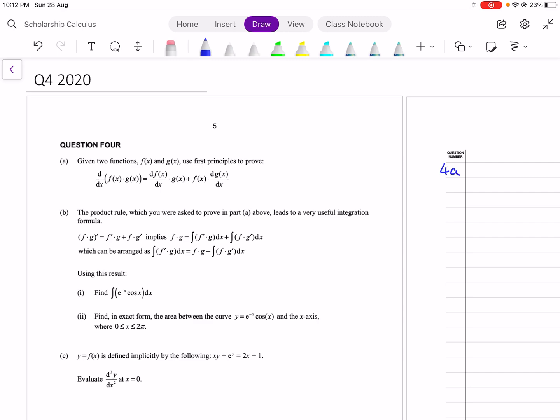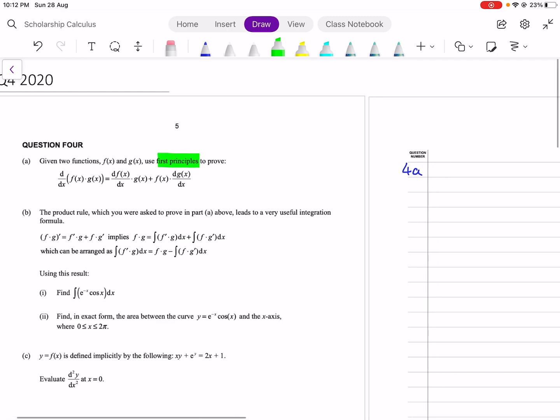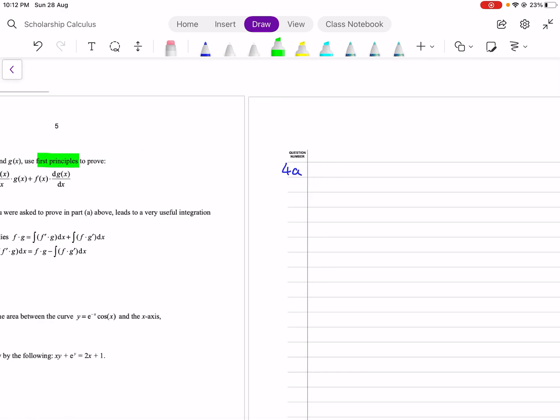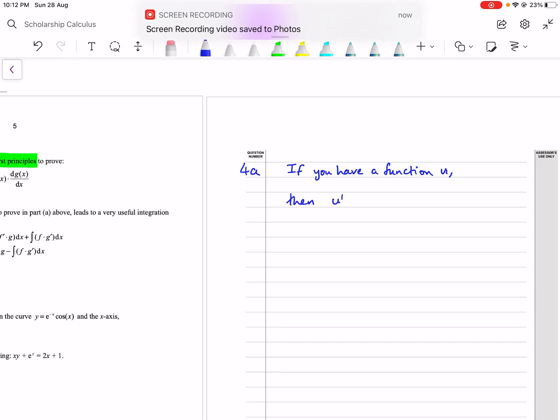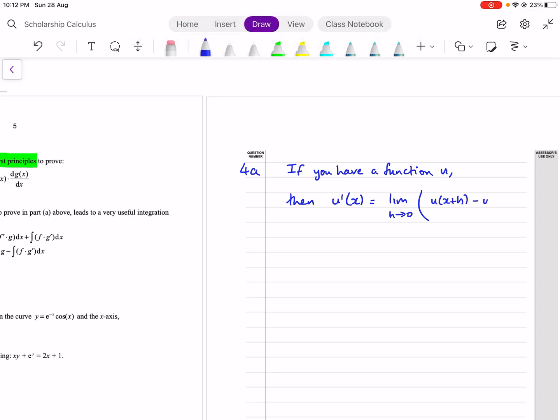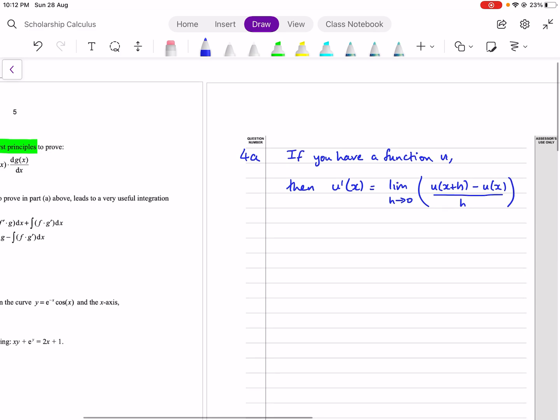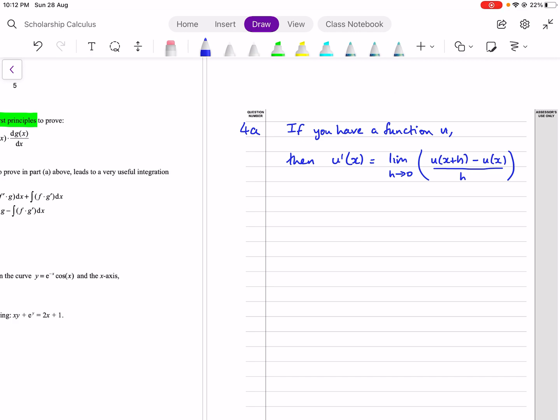The first thing is, what does first principles actually mean? In terms of calculus, first principles is this formula. It says that if you have some function, if you have a function u, then its derivative can be found using this limit. And if you haven't seen this before, and you're in a calculus class, I cry a little inside. It's not in NCEA anymore, but it's actually where calculus came from.